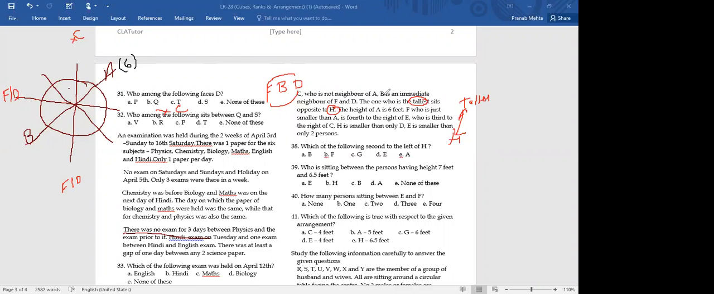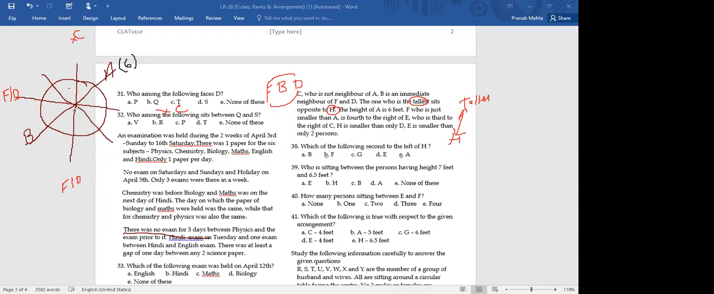All right. A is 6 feet. F is just smaller than A. So F is just smaller than, we'll come back to A. A is fourth to the right of E. Now this is important. F, who is smaller than A, is fourth to the right of E.